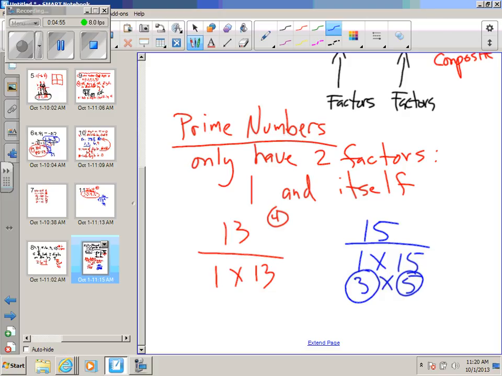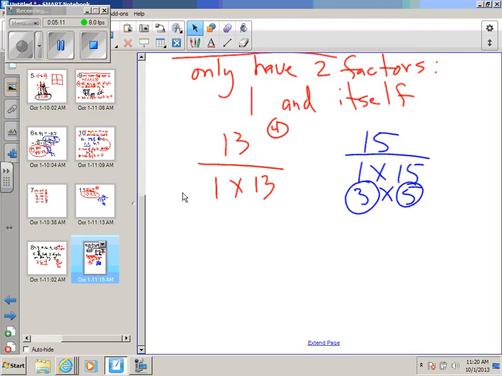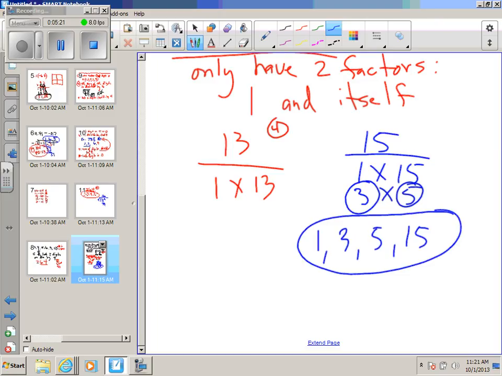Okay? Is there anything else I can use for whole numbers that are going to be factors of 15? You still have 5 and 3. It's just in a different order. Okay? So then if I were to go ahead and list these factors, if you're asked to list the factors, go least to greatest. 1, 3, 5, 15 are all the factors of 15.